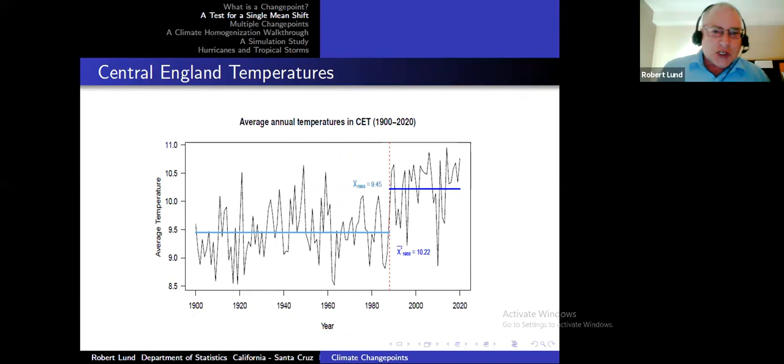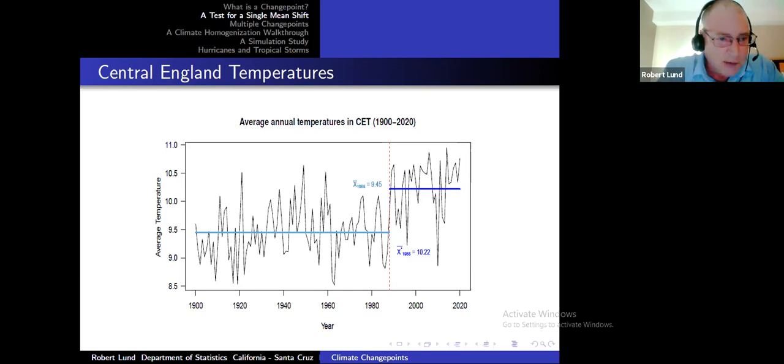And this is the Central England Temperature Series. It's a composite series averaged from about 15 different series located in the Central England region. And the place where the largest Q-sum or D_k statistic occurred was right here in 1988. Okay, and we went from a sample average of 9.45 before and 10.22 afterwards. So this is all in degrees centigrade. So that's a pretty big shift.